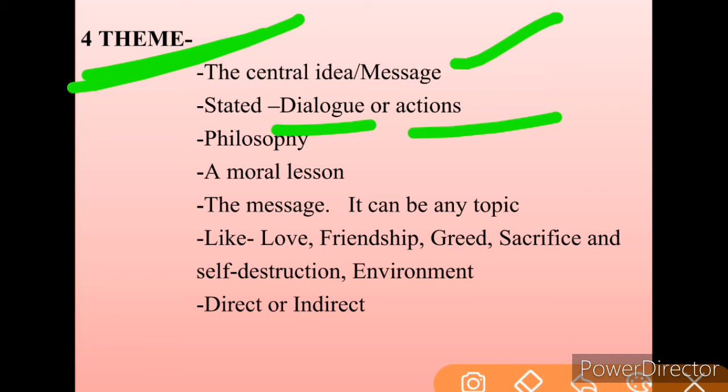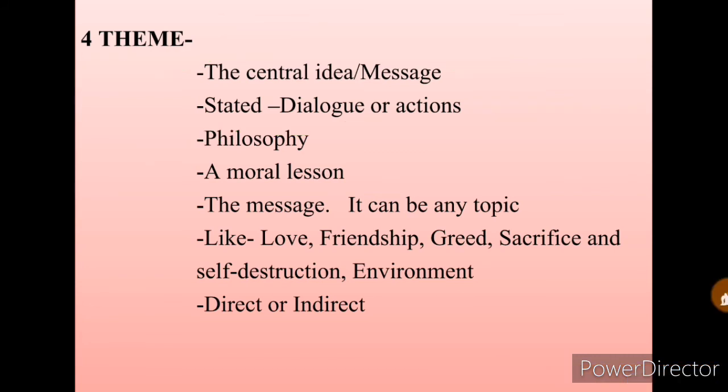It includes some distinct type of philosophy. It has a moral lesson. It is the message of the story stated in one or two complete sentences. Sometimes the theme may be reflected in the title itself of the story.